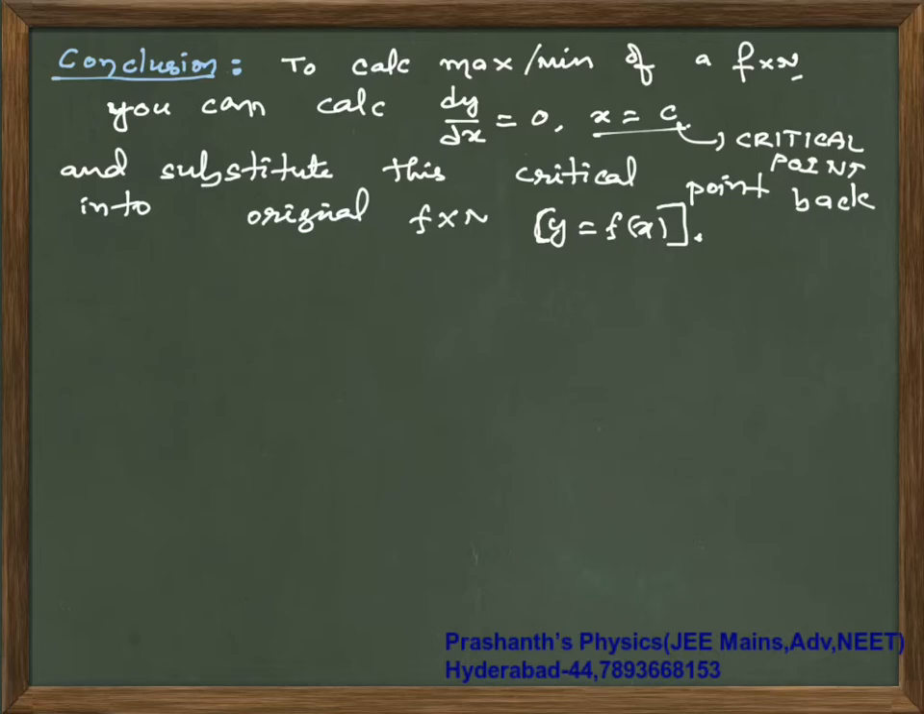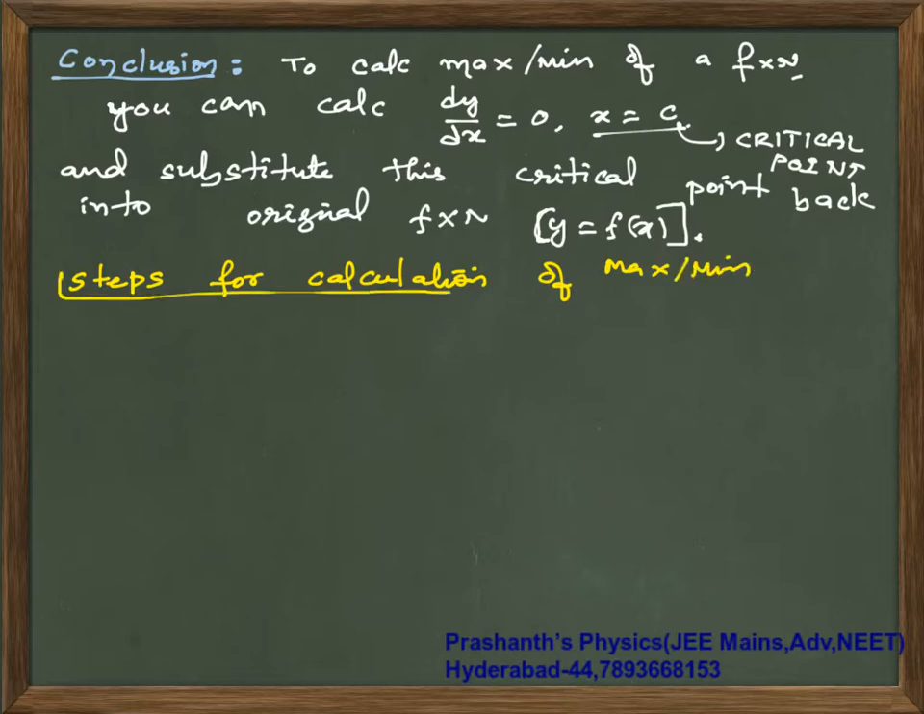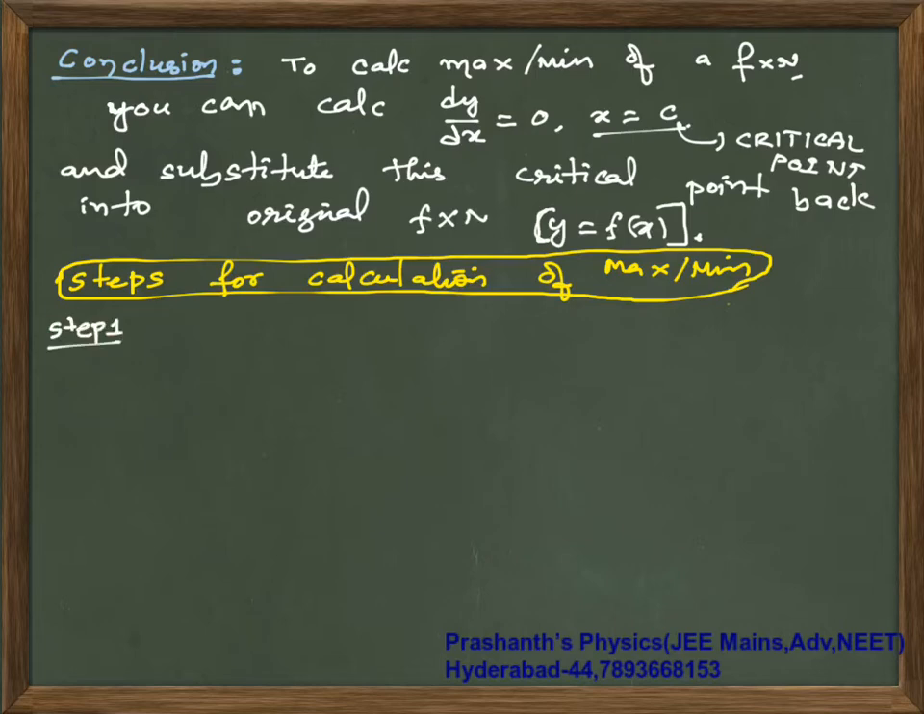Now I will give some steps for calculation of maxima or minima, how to calculate it. So how am I going to calculate the maximum and minimum value of a function? Your step 1 is to calculate dy by dx and d square y by dx square.